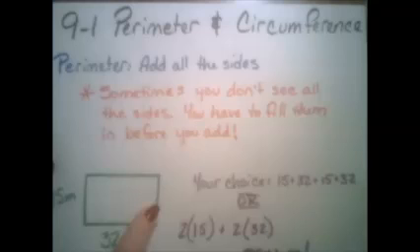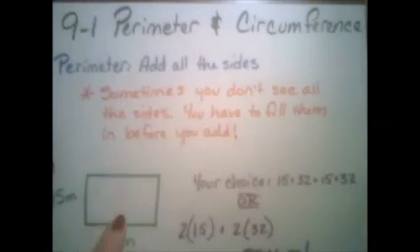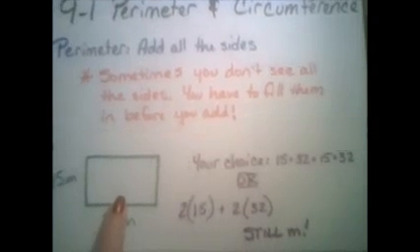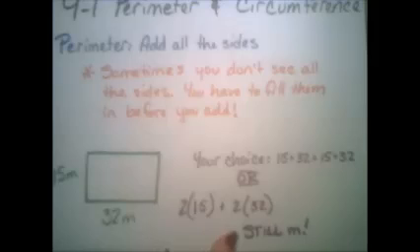Now you have the choice of saying 15 plus 32 plus 15 plus 32, or you can say, I know these two are the same and I know these two are the same, so I'm going to say 15 times 2 and 32 times 2, and I'm going to come up with my answer that way. Both of them work. Realize that this is still in meters.